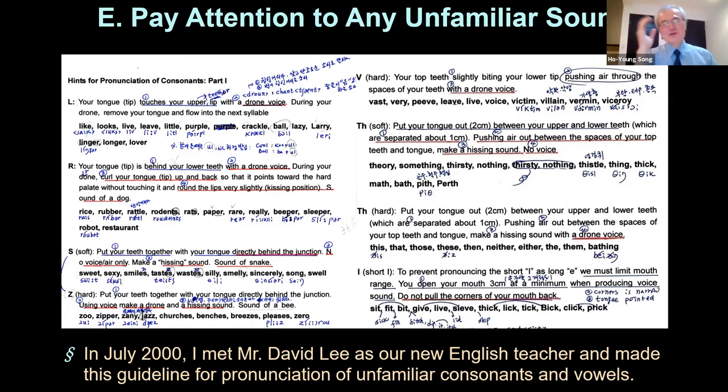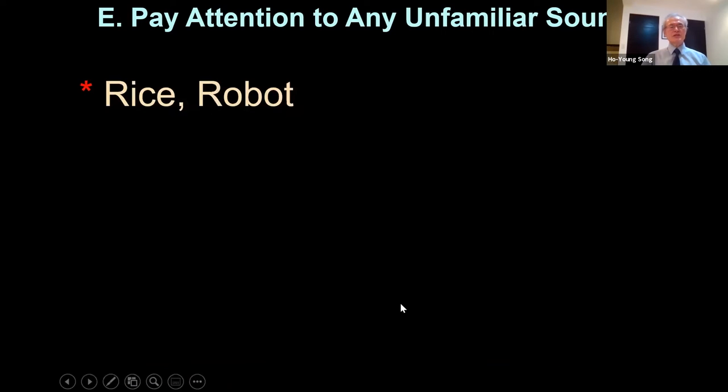Where is your tongue? But anyway, in July 2000, 11 years after my first lecture in Japan, I met Mr. David Lee as our new English teacher, and he made this guideline for pronunciation of unfamiliar consonants and vowels. That was wonderful. For example, here is an example.